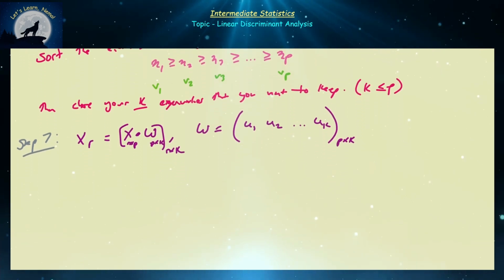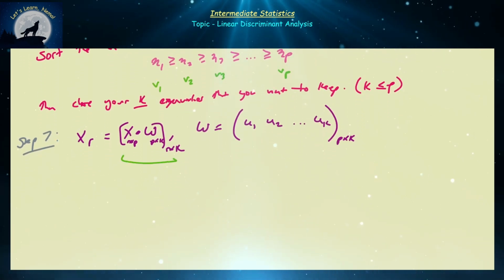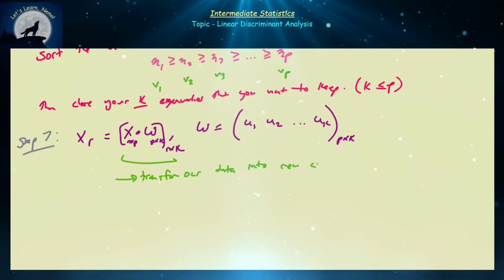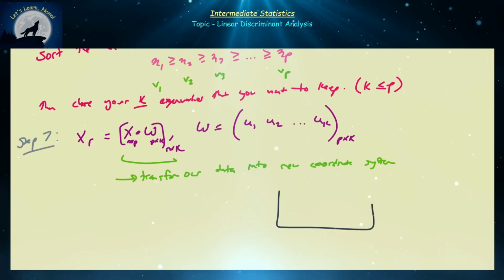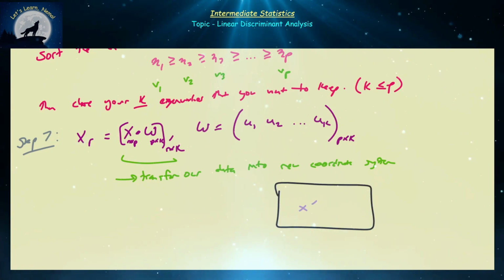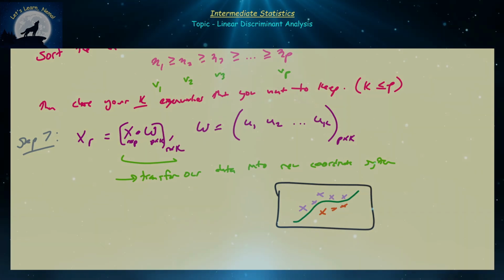What this transformation does is transform our data into our new coordinate system. Keep in mind the eigenvectors are orthogonal to one another, and it transforms the data into a coordinate system such that our data values are as separated as they possibly can be with the variables that you have decided to keep. And that's linear discriminant analysis.